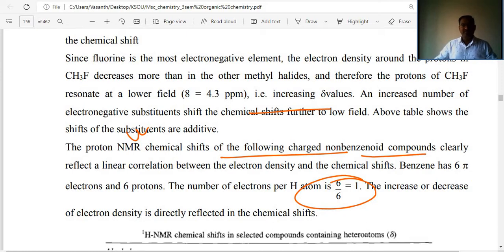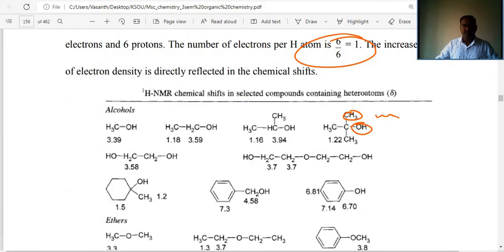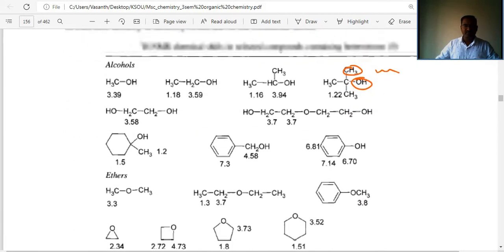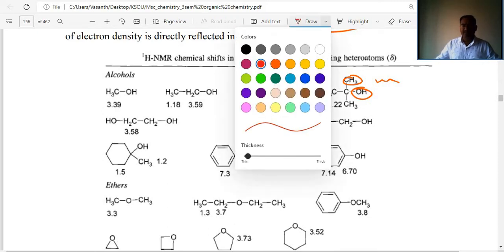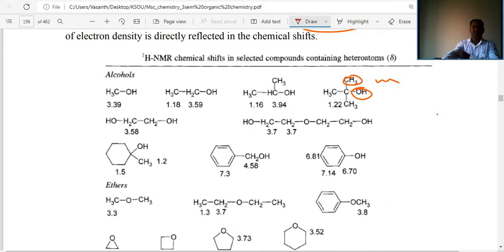In the previous videos we discussed NMR spectroscopy. Now I'll continue with that. Some important NMR chemical shifts of selected compounds containing heteroatoms. We consider that.